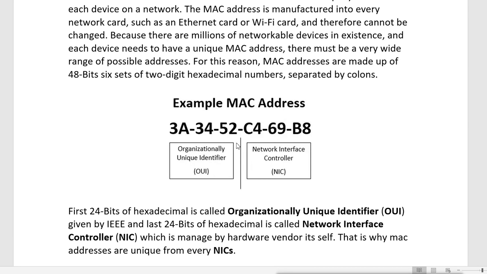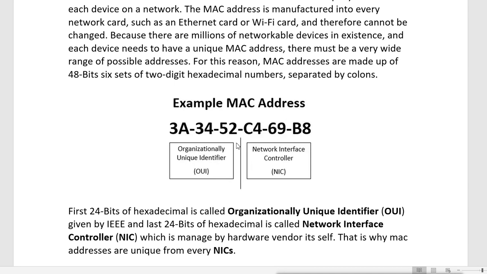So how is it done? This 48-bit address is divided into two parts of 24 bits. The first 24 bits of hexadecimal is called the Organizationally Unique Identifier, OUI, given by IEEE. IEEE is the Institute of Electrical and Electronics Engineers. This organization sets the standards for networks and many other things. So basically they set the standards.